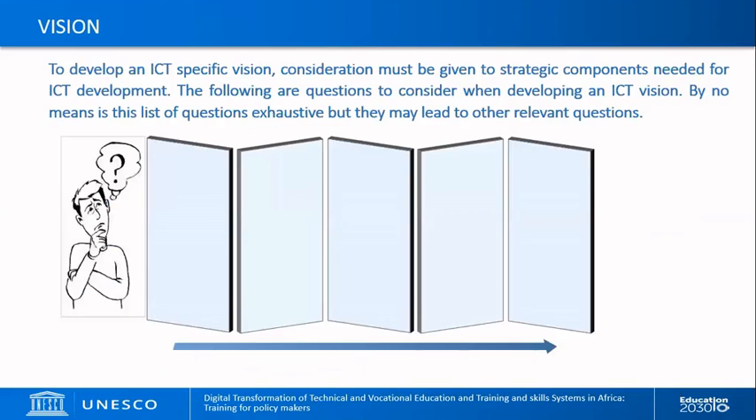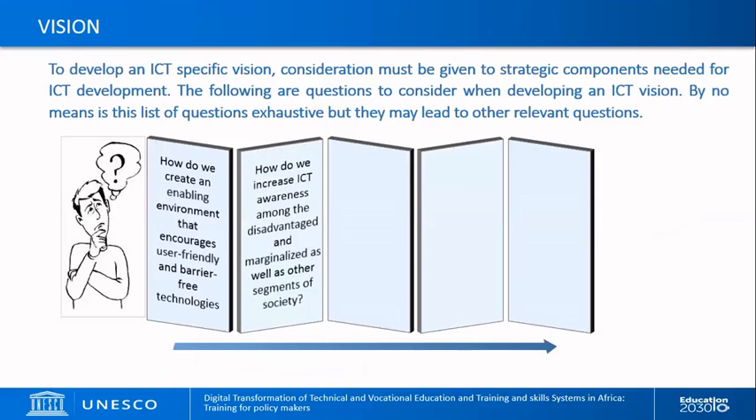To develop an ICT vision, considerations must be given to strategic components needed for ICT development. The following are questions to consider when developing an ICT vision. How do we create an enabling environment that encourages user-friendly and barrier-free technologies? How do we increase ICT awareness among the disadvantaged and marginalized, as well as other segments of society?